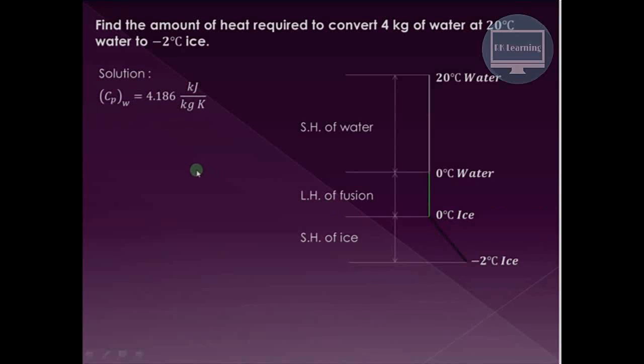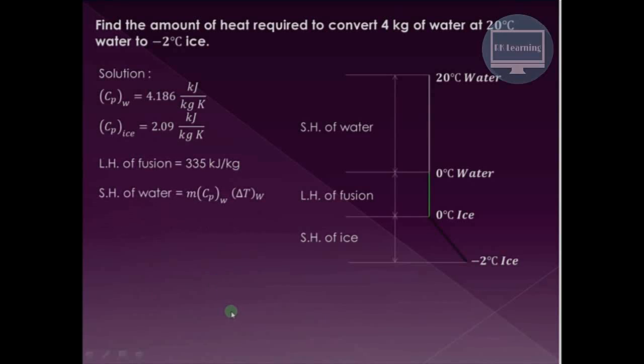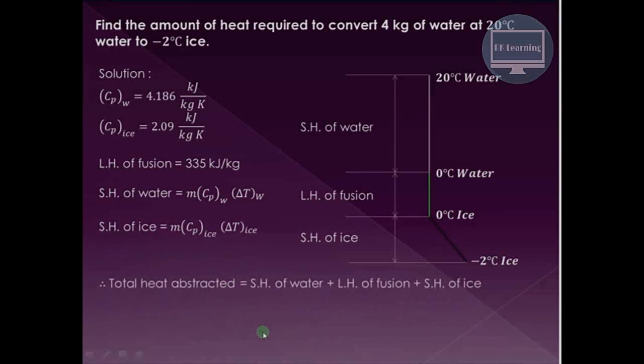Let us assume certain values if they are not given in the example. So Cp of water is 4.186 kJ per kg Kelvin. Specific heat of ice is 2.09 kJ per kg Kelvin. Latent heat of fusion of ice is 335 kJ per kg. Then sensible heat of water is given by m Cp delta T. Similarly, sensible heat of ice is also m Cp delta T of ice.